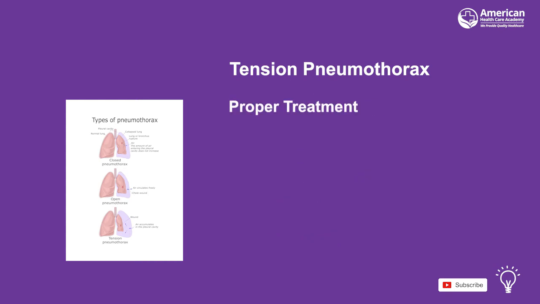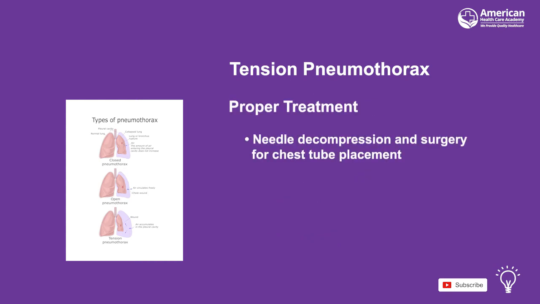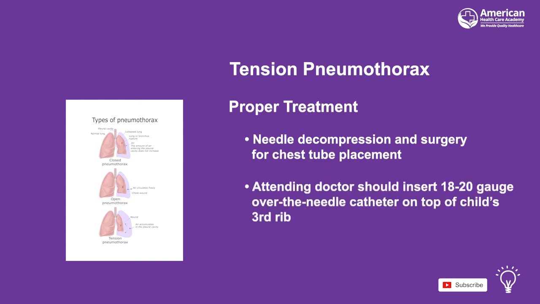Proper treatment of tension pneumothorax includes needle decompression and surgery for chest tube placement. The attending doctor should insert an 18 to 20 gauge over-the-needle catheter on the top of the child's third rib to successfully release the trapped air.